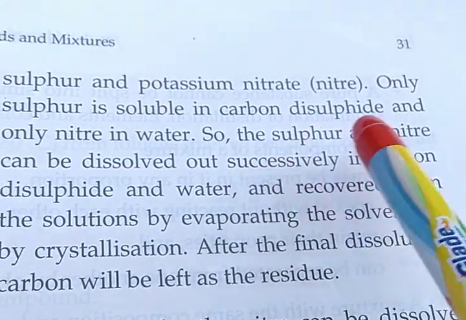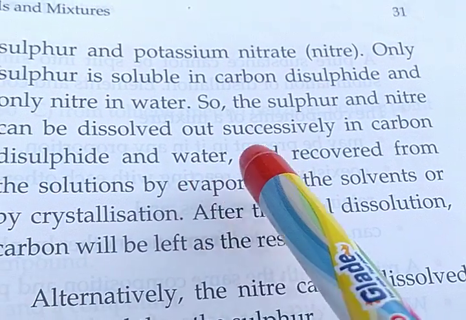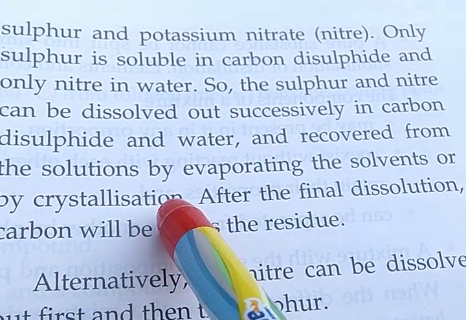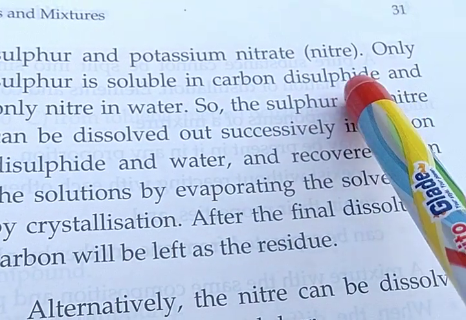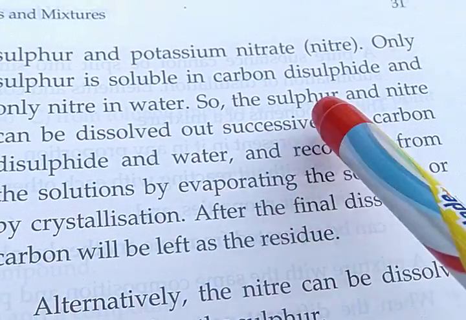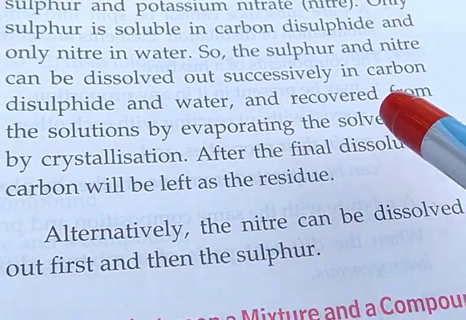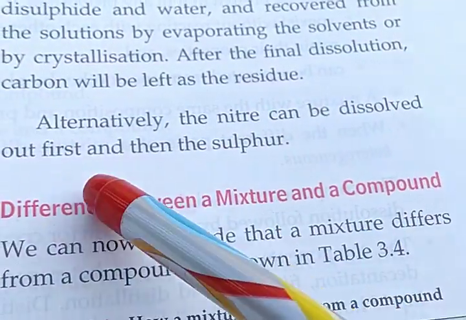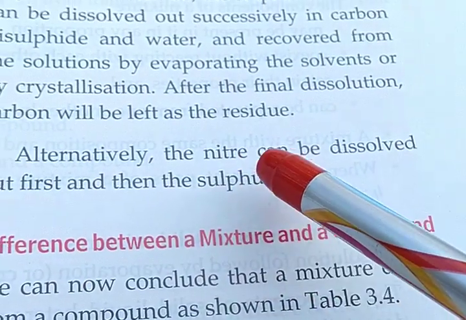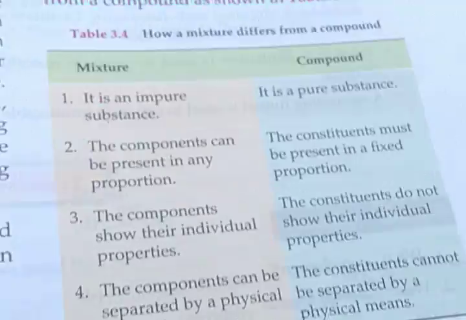So sulfur and niter can be dissolved out successively in carbon disulfide and water and recovered from the solutions by evaporating the solvents or crystallization. I mean, when we use carbon disulfide, we easily separate the sulfur, then when we evaporate the mixture, we easily separate the potassium nitrate in the form of crystals. Alternatively, the niter can be dissolved out first, and after that, sulfur.